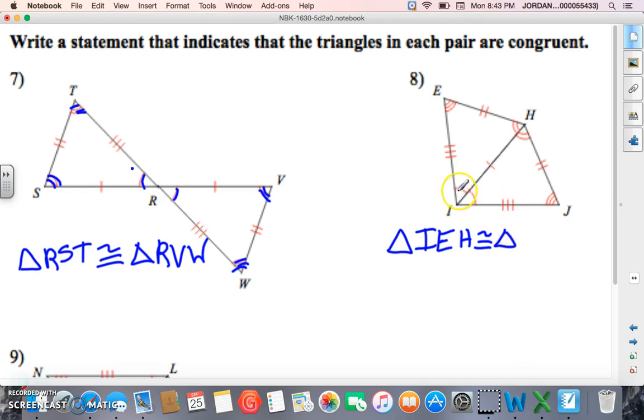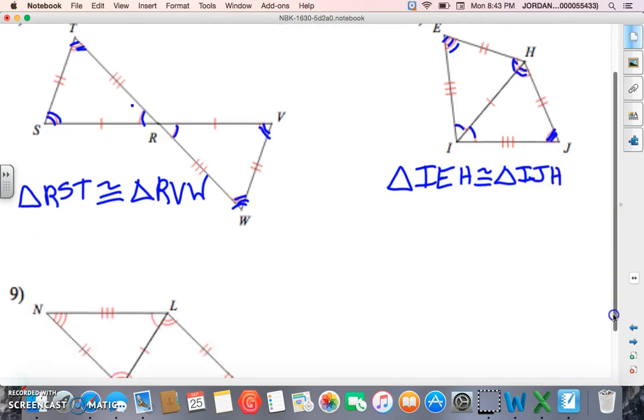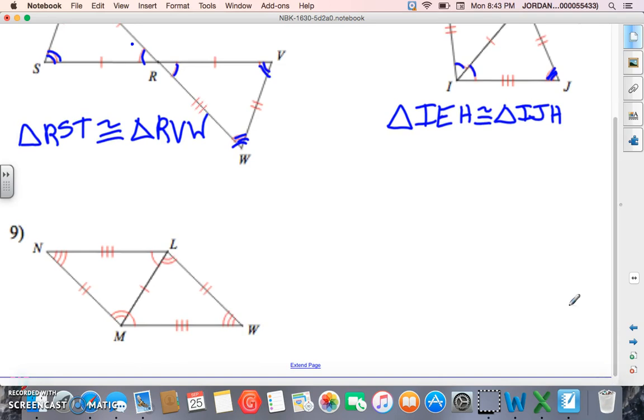If angle I is first, well, what's 1 mark? What's the angle that has 1 mark over here? It's also angle I. So we'll say triangle I. And then we went to E, which was 3 marks. What's 3 over here? J. So we'll say IJ. And then the last one we used was 2, was H. So over here, the one with 2 is also H. So IJH. All right, you guys go ahead and try number 9.